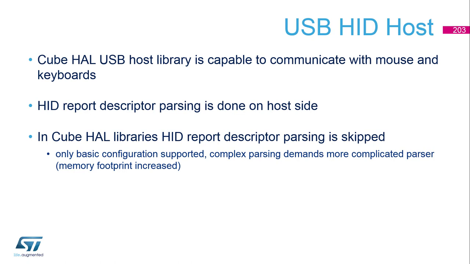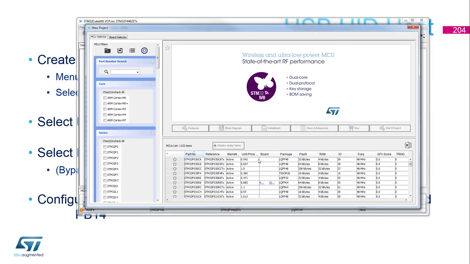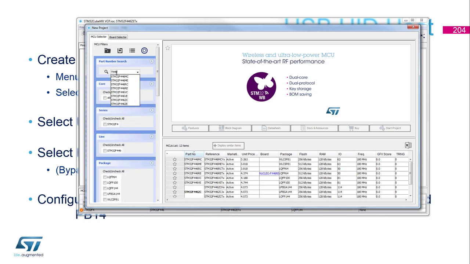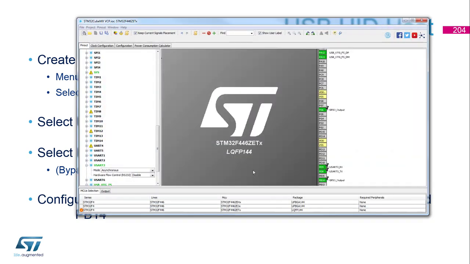Otherwise, compared to different classes, handling of the HID host is quite easy, it's more or less prepared, and we will demonstrate again using CubeMX. So, like for other examples, we will use again the F446ZE Nucleo board.